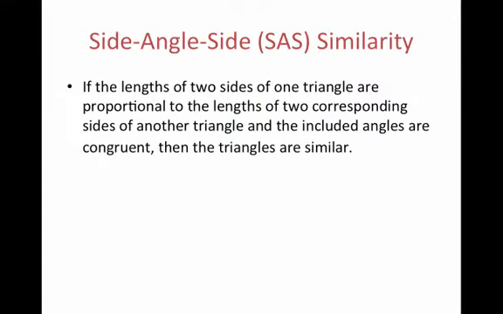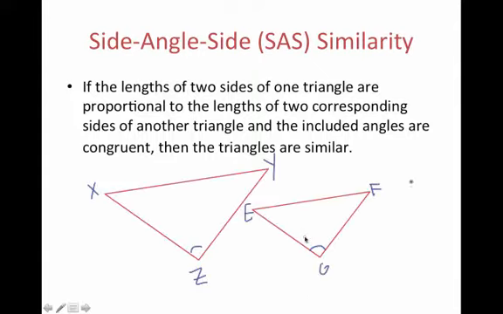So this is the last triangle similarity shortcut. The side-angle-side similarity is if the lengths of two sides of one triangle are proportional to the lengths of two corresponding sides of another triangle, and the included angles are congruent, then the triangles are similar.